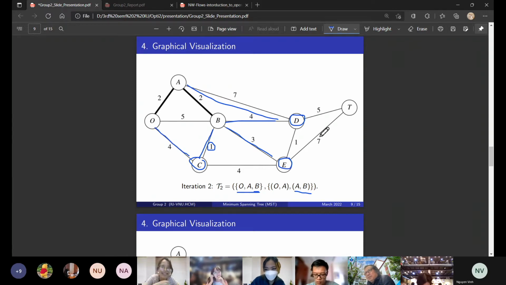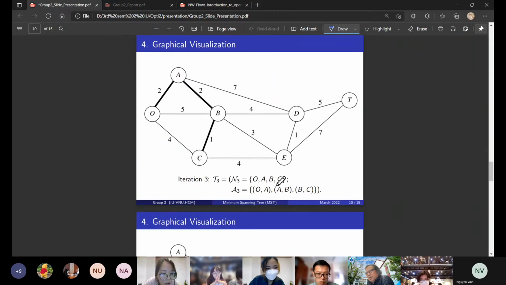Yeah, that one. And the minimum is BC. Yes. So we add node C and the arc BC to the new tree T3. Here we do not consider OB in this case because O and B are already included in the tree. So now our new tree includes nodes O, A, B, and C, and the arcs OA, AB, and BC.